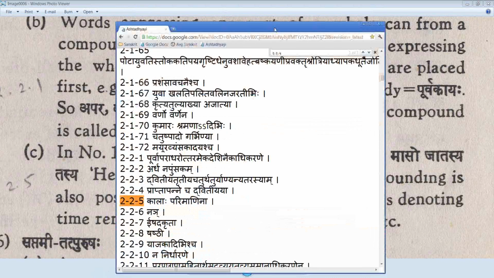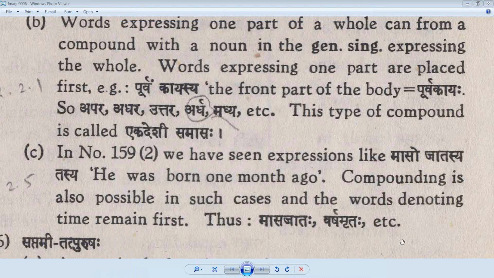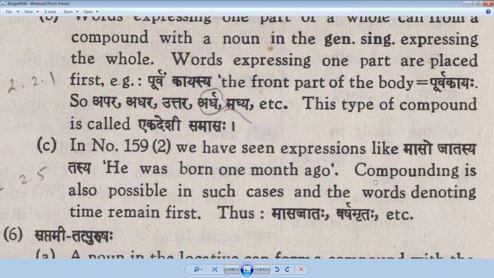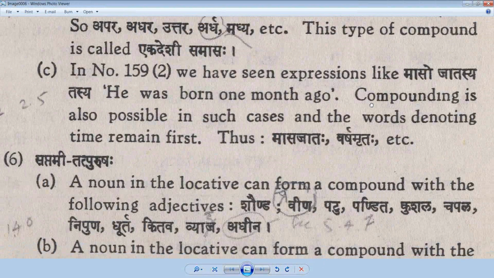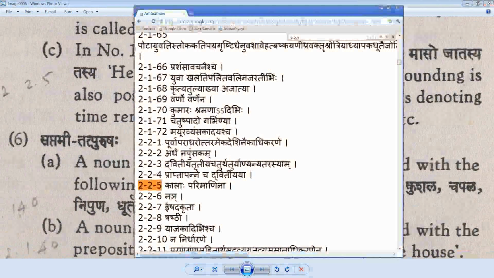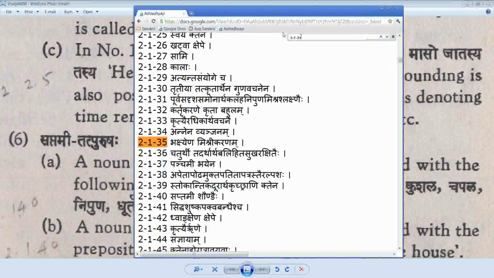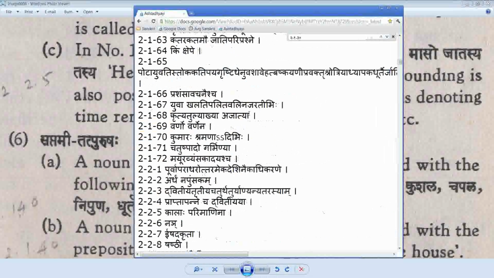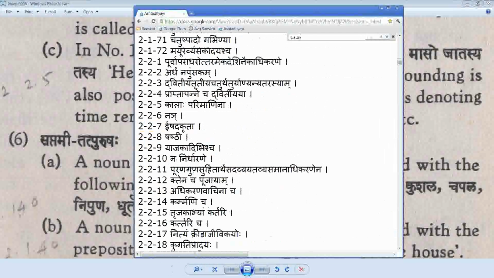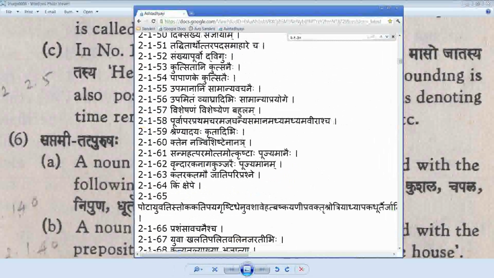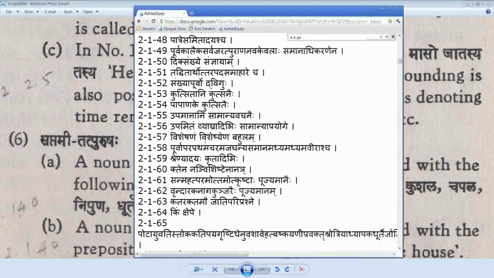Okay. Now the last one, Saptami Tatpurushaha. This is actually nothing very complicated. We have to go back to 2.1 again. Remember that we just said that Panini talked about Dvitiya, Tritiya, Chaturthi, Panchami, and Saptami Tatpurushaha in 2.1 itself. But because we took Shashthi in between, we had to go to 2.2 and start with Shashthi. But now we are going back to Saptami. So, yes.